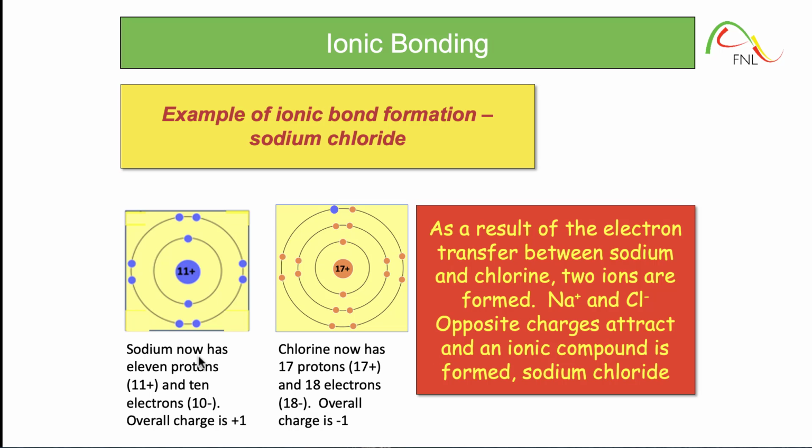Okay. Sodium now has 11 protons still there in the nucleus, 10 electrons because it's lost 1, overall charge is +1, Na+. Chlorine now has 17 protons there in the nucleus, 17 pluses, and 18 electrons because it's gained 1, so 17 pluses, 18 minuses, overall charge is -1. Pretty good. As a result of electron transfer between sodium and chlorine, 2 ions are formed, Na+ and Cl-. You know that opposites attract, and so an ionic compound is formed, sodium chloride. That's relatively simple, isn't it?